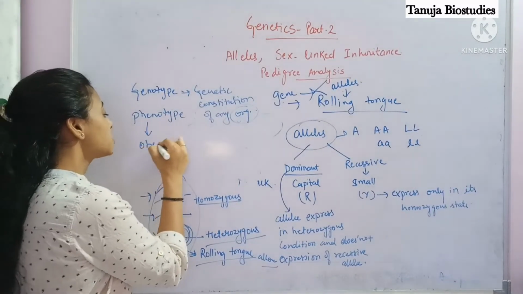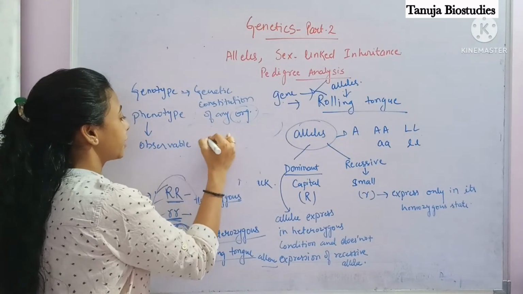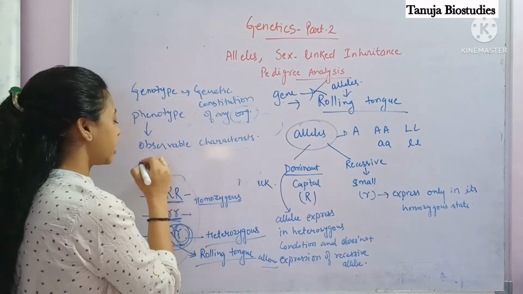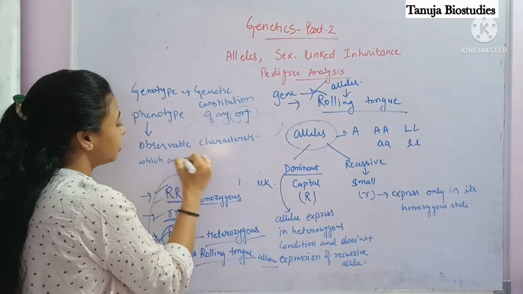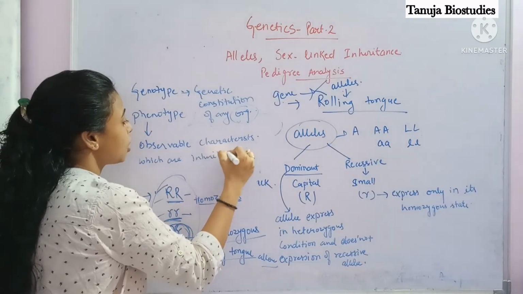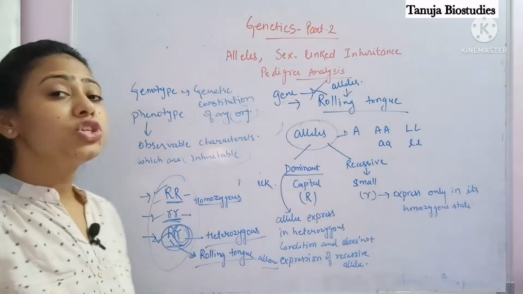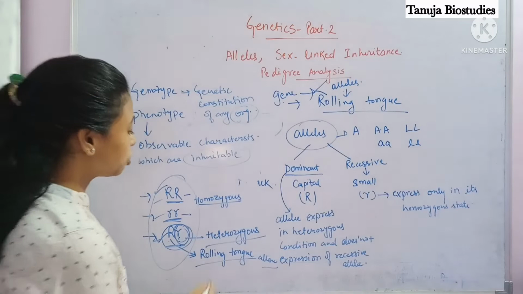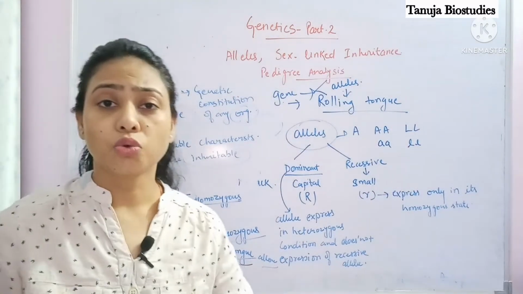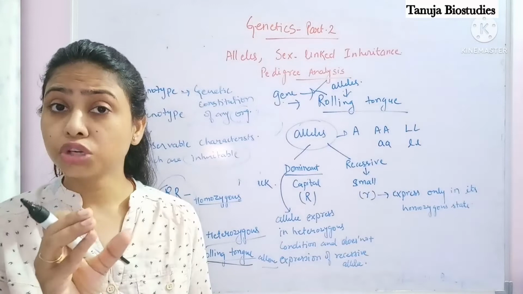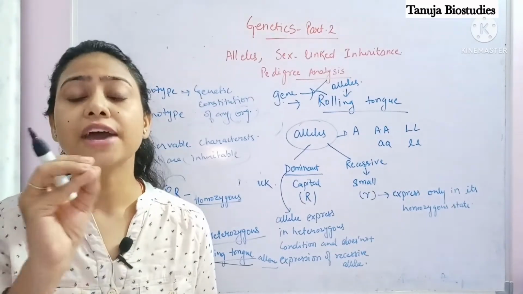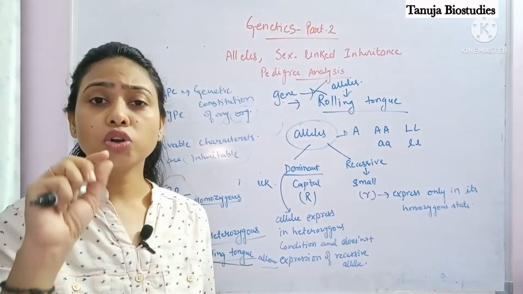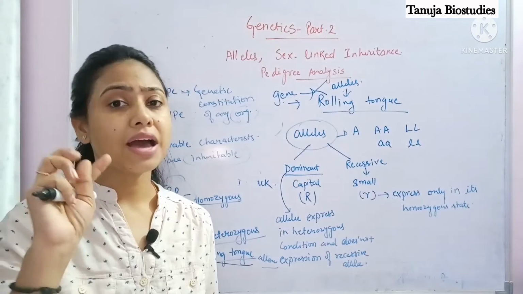Phenotype, what does phenotype mean? That is the observable character, okay, the observable character which is inheritable. See, you have to mention this word, inheritable, which is known as phenotype. So what here is the phenotype? That is rolling tongue, whether one is able to roll the tongue or not, that is the phenotype, the observable character which we can observe from the outside. Right? Clear? So you must be clear about dominant allele, recessive allele, genotype as well as phenotype.